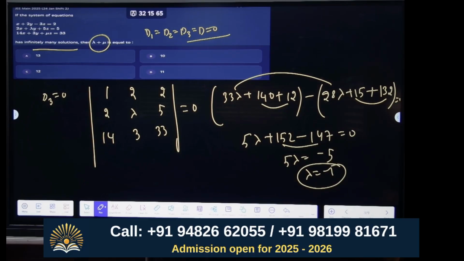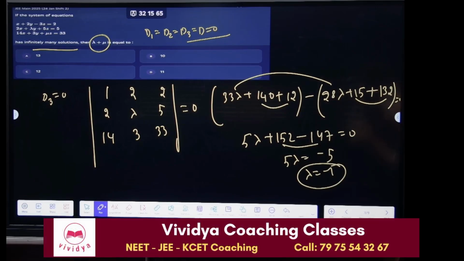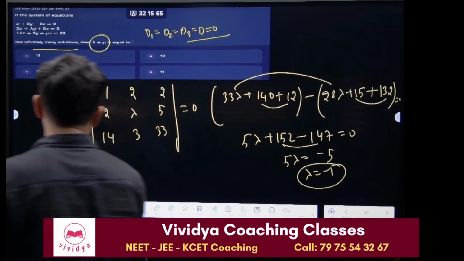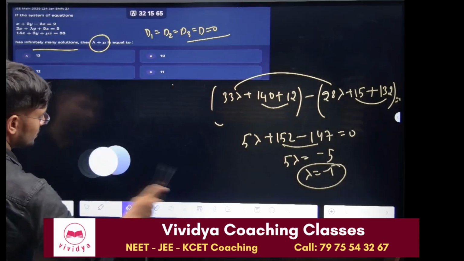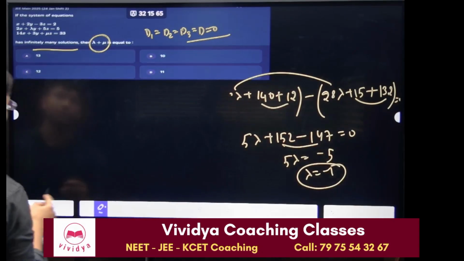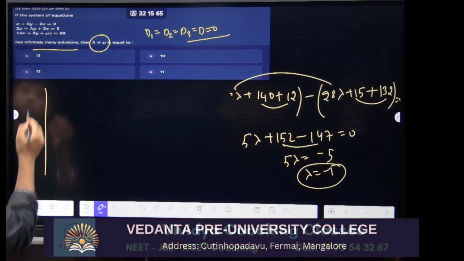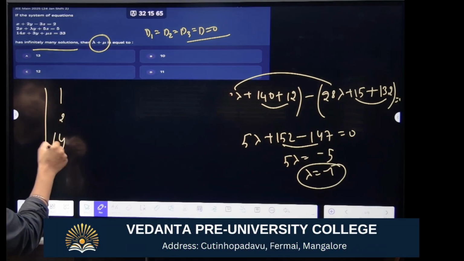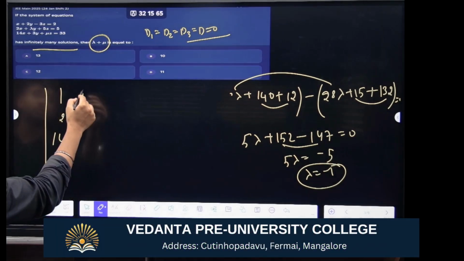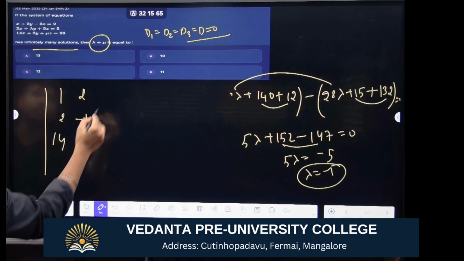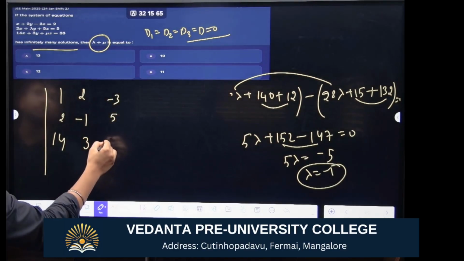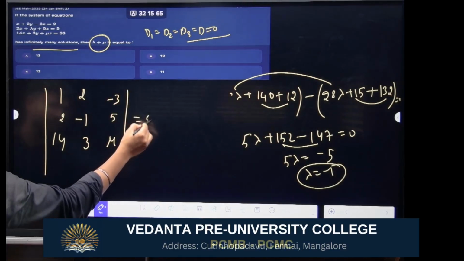So you got the lambda. Now you find the value of either D, D1, D2, anything you can find. So let's say find the value of D. So let me erase it. Now if I'm going to find the value of D, what is it going to be? 1, 2, 14. Now lambda we already found. So 2, minus 1, 3, minus 3, 5, mu. You solve this, get the value of mu.